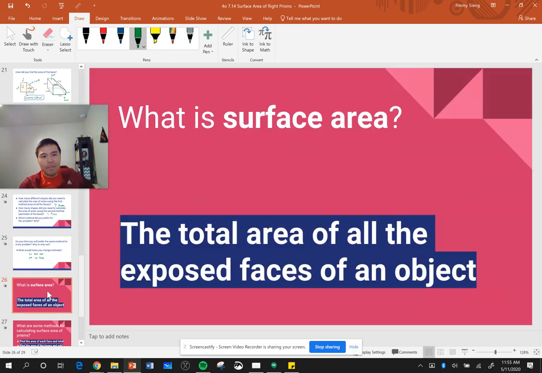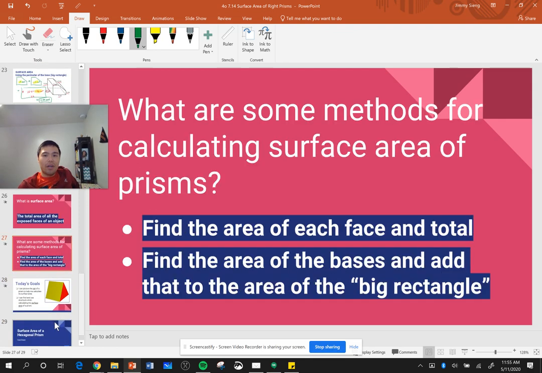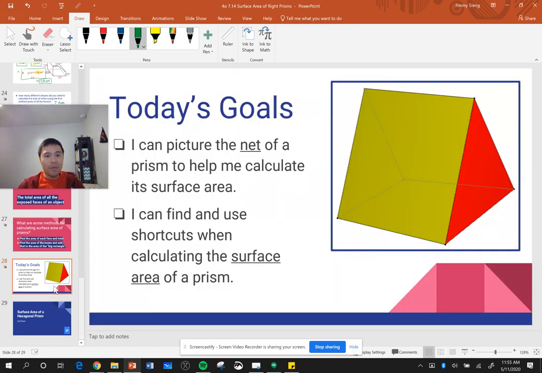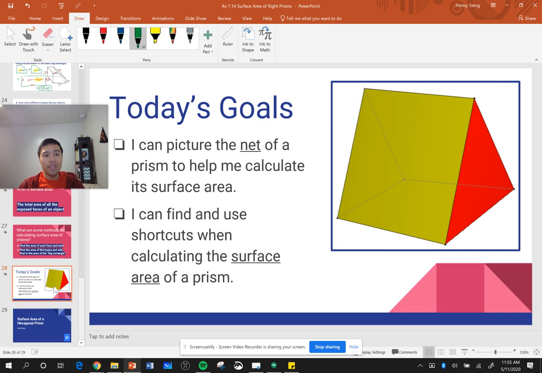All right, let's wrap it up. So what is surface area? You learned this last year, but it's the total area of all exposed faces of an object. What are some methods for calculating surface area of prisms? You could find the face of every single one, right? Or you can just make a big rectangle, make a net, and then add those all up. All right? So that's what we learned today. We learned about taking the net and then finding the surface area of a prism.